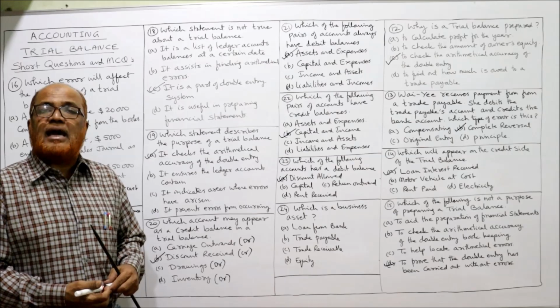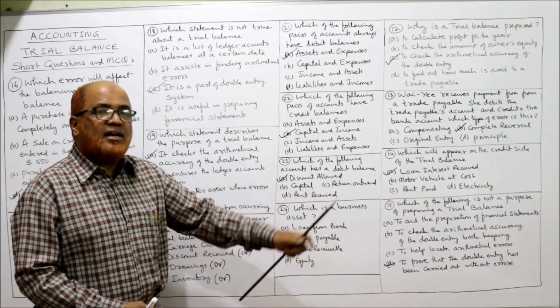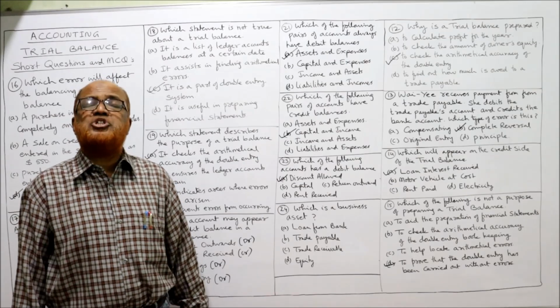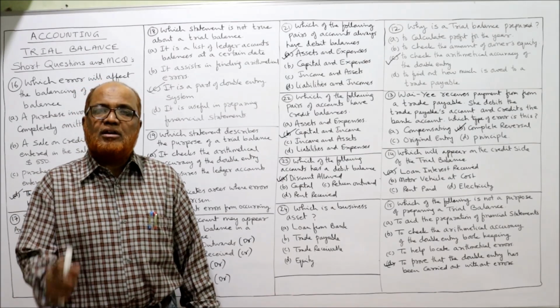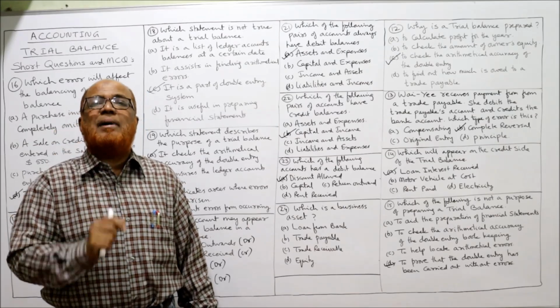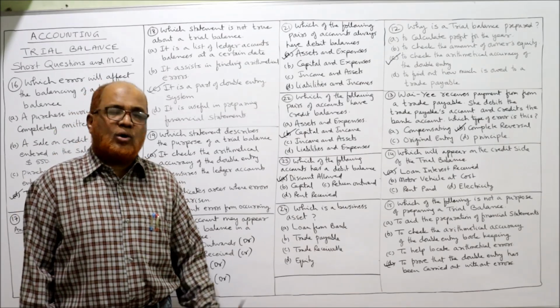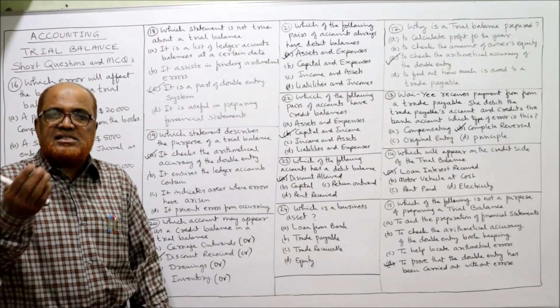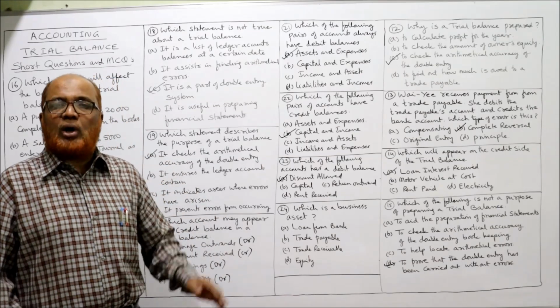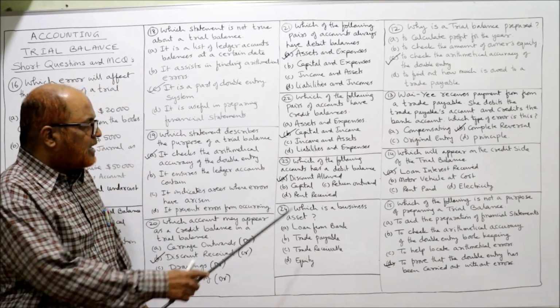Capital, we know capital is a credit balance. Return outward means purchase return. It will show credit balance. Rent received is an income. It shows credit balance. So out of the 4, only one debit balance is there.